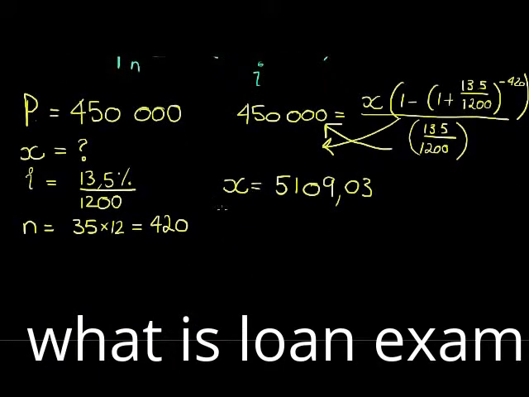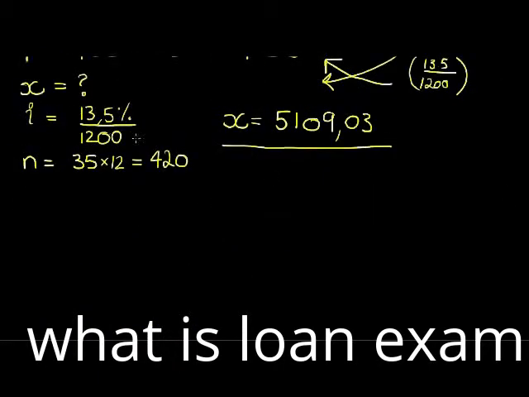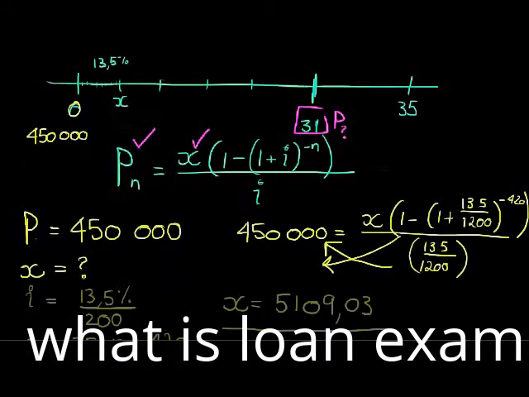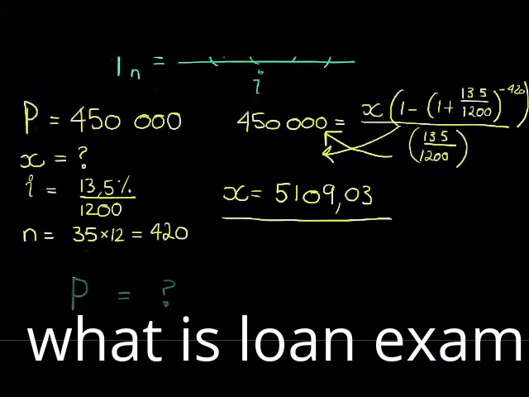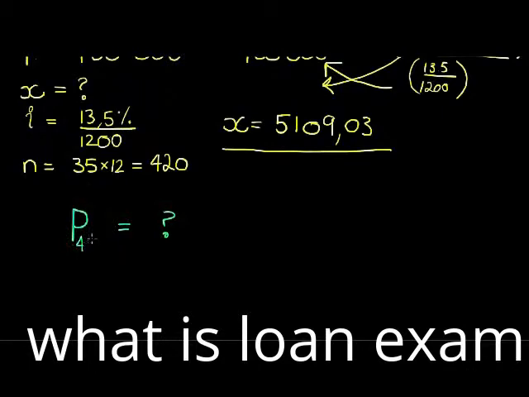There we go. Now that we have x, we can reuse our formula, but this time we want to know what the value is after I've already made 31 years of payments. So there's still 4 years of payments left, and in every year I am making 12 payments. So there's still 48 payments left. So we are working out the present value.